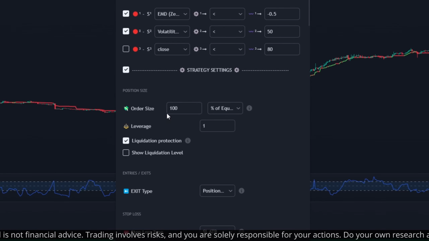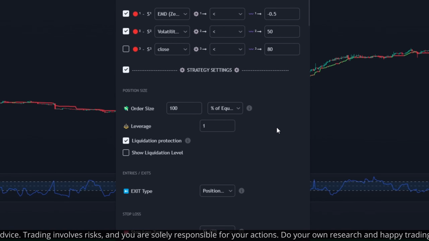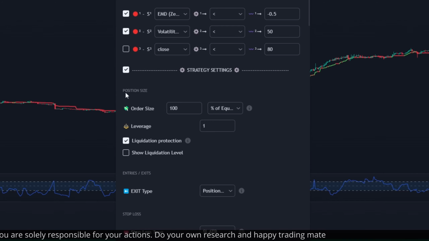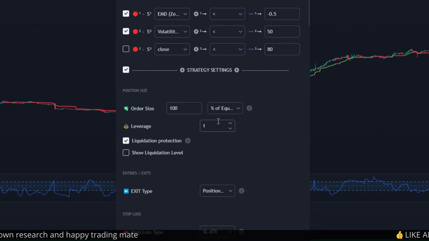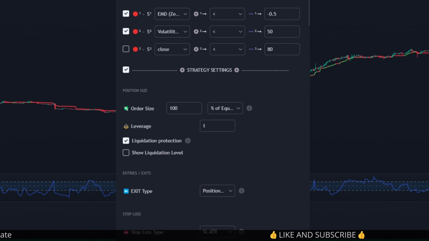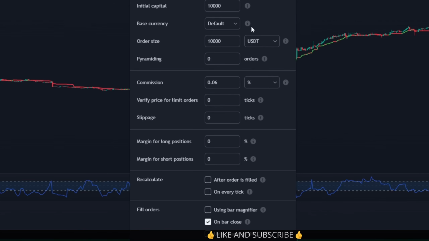The order size is 100% of equity. That means that we're gonna compound our profits and our losses. Each time we make a profit, we'll add it to our size, and whenever we have losses, we will reduce our size. The leverage is set to 1x, so basically we don't apply any leverage to these results. The initial capital is $10,000 and 0.06% commission.